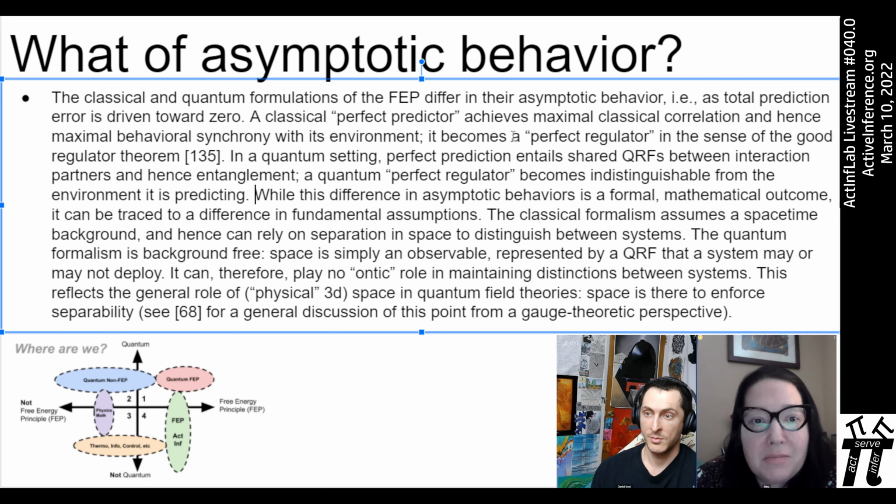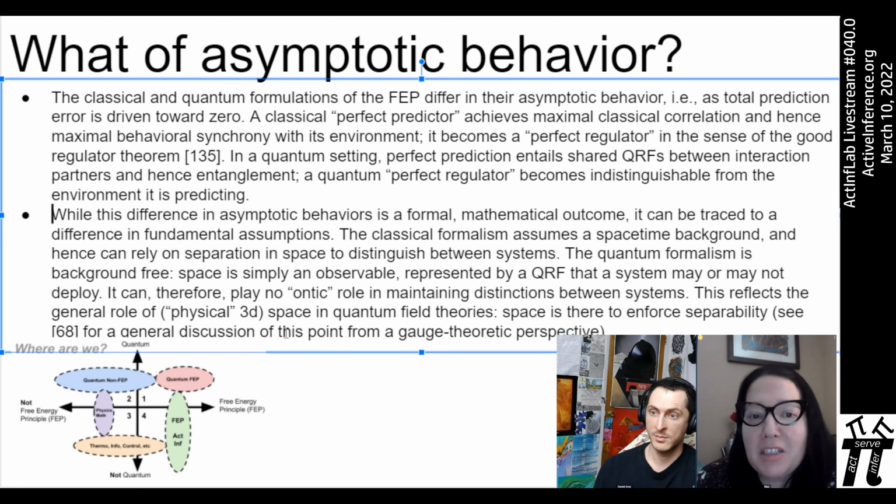Yeah. So I think here it's the asymptotically perfect learning. Like, what is a gauge theoretic perspective? I don't even want to open that can of worms at all.